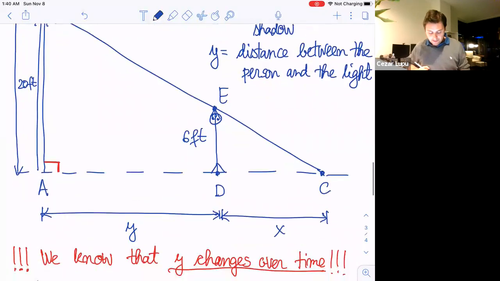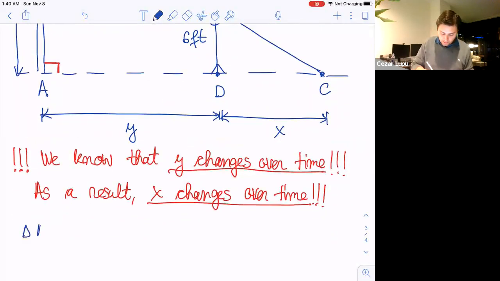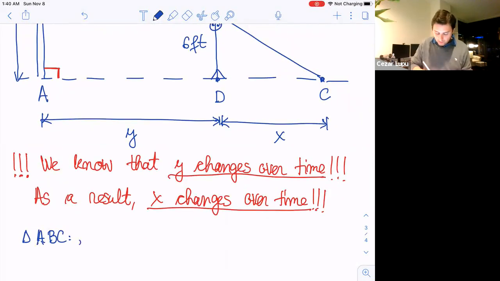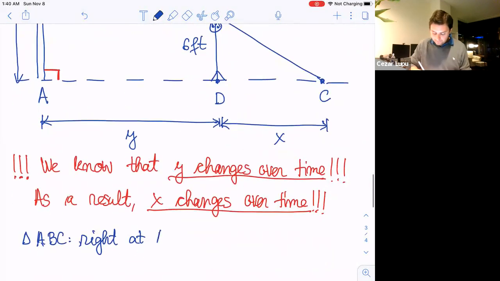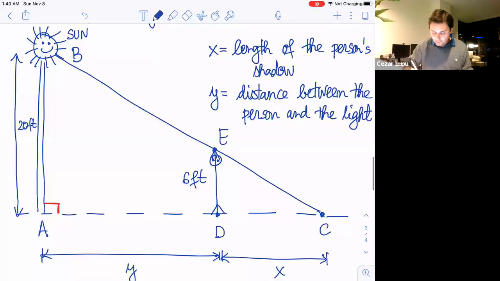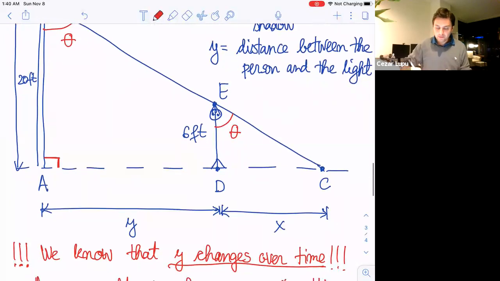So let's look at the triangle ABC. So triangle ABC, okay, and with right angle at A, right? So let's look at this. Well, and also I would like to say, so this is the angle. So this will be theta. Again, this will be theta as well. And we can write tangent of theta.